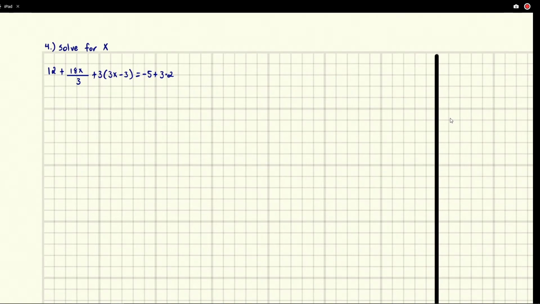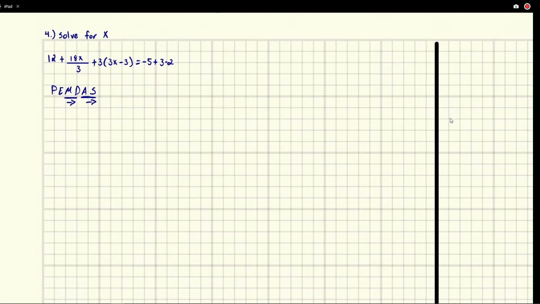This is a question where we're going to use the order of operations to simplify it, and then we're going to get x all by itself. So first up, we should recall the order of operations. Let's recall PEMDAS. Recall this happens first: parentheses, then exponents, then multiplication and division from left to right, and then addition and subtraction from left to right. So let's go ahead and look at this.